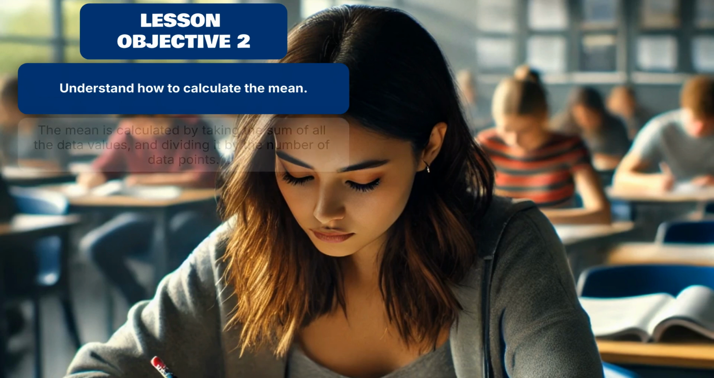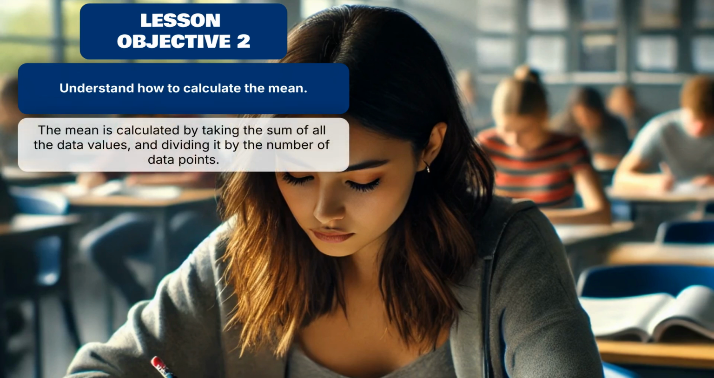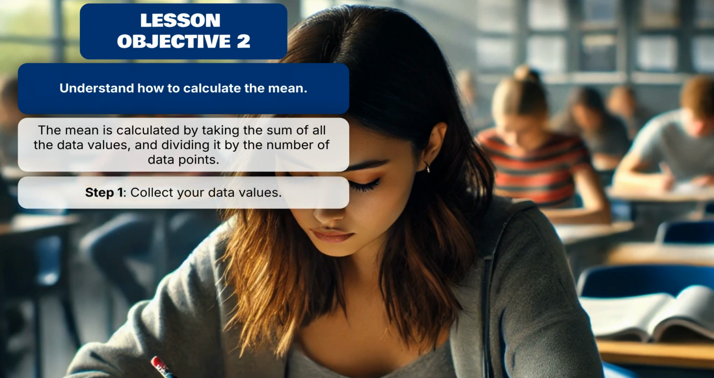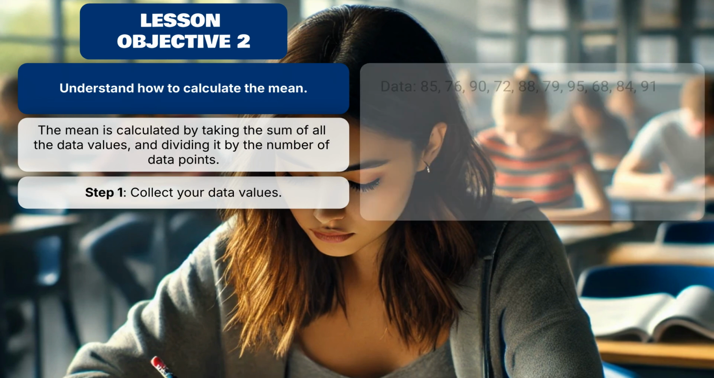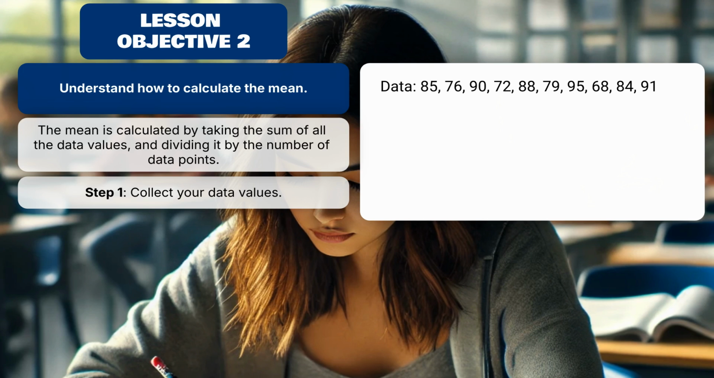So the mean is often described as a measure of central tendency, also known as an average. The mean is calculated by taking the sum of all the data values and dividing it by the number of data points. To make this clear, let's break down the steps to calculate the mean with an example. Step 1. Collect all your data values. Suppose we have the following test scores of 10 students.